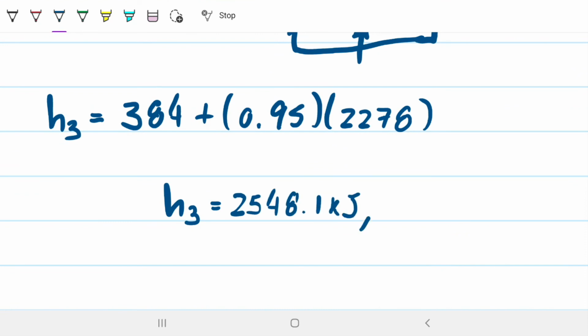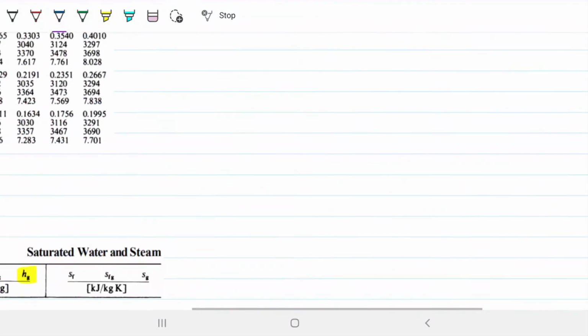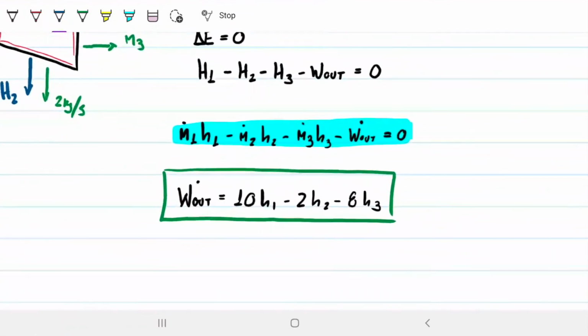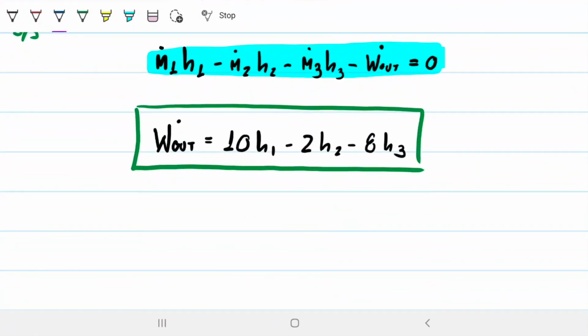2548.1. So quite straightforward. We have all the states defined. There were no tricks or mysteries in defining these things. It gave us them straight off. So now we just need to find the power output, which again is just the difference between the original energy that we had available and whatever left the system. Because we can't destroy energy, this difference has to be the power output of the turbine.